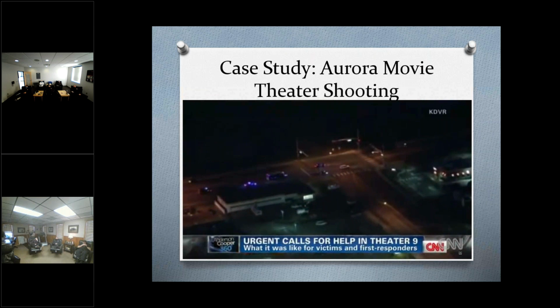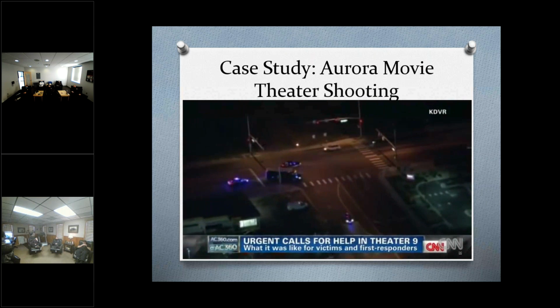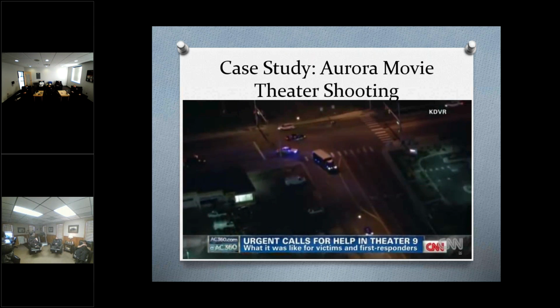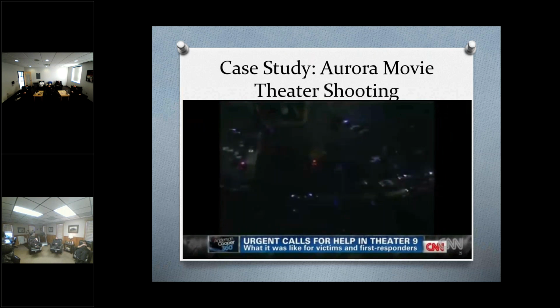About 2 minutes later, another call for first responders, this time to treat a child who is critical and inside Theater 9. I've got a child victim. I need rescue at the back door now. Back door Theater 9, will start him.